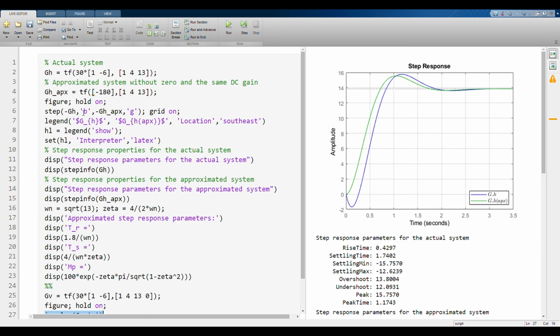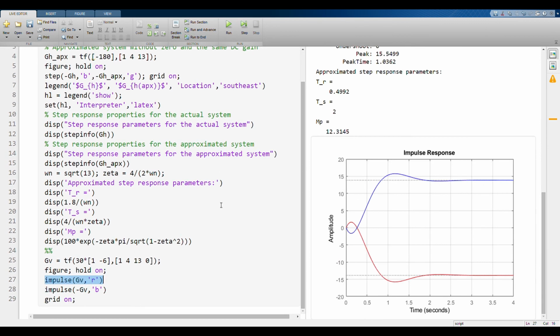Okay. All right. So that's how we can analyze the step response of the system and how we can get the step response parameters of the system referring to the transfer function.